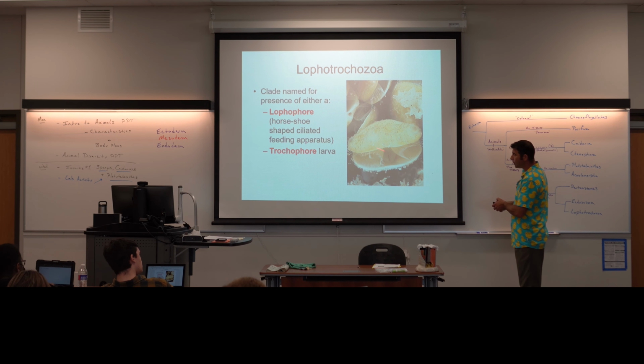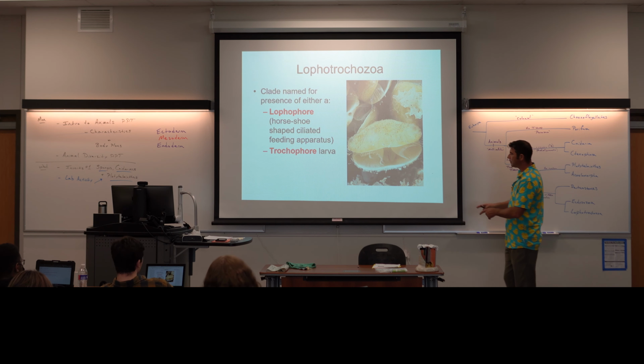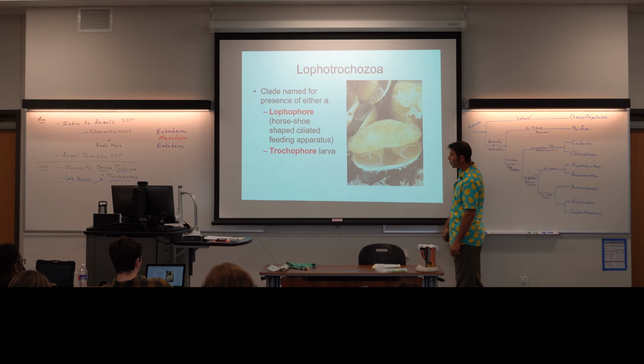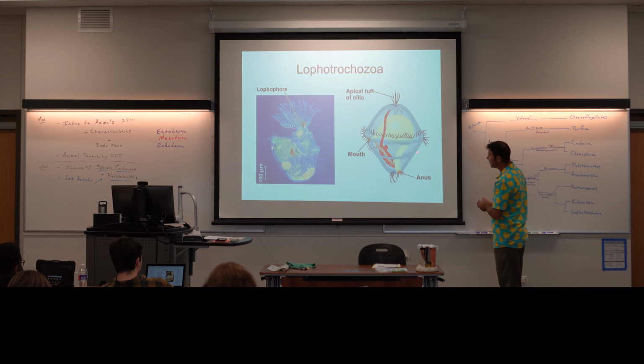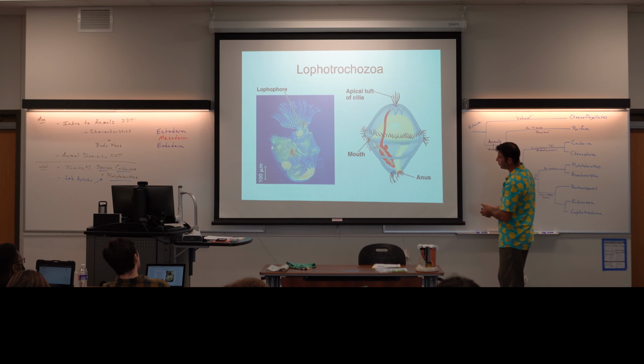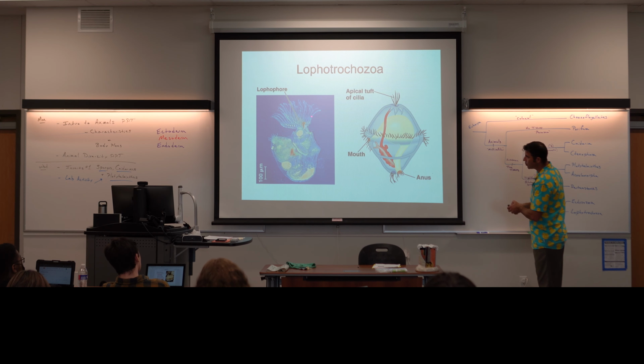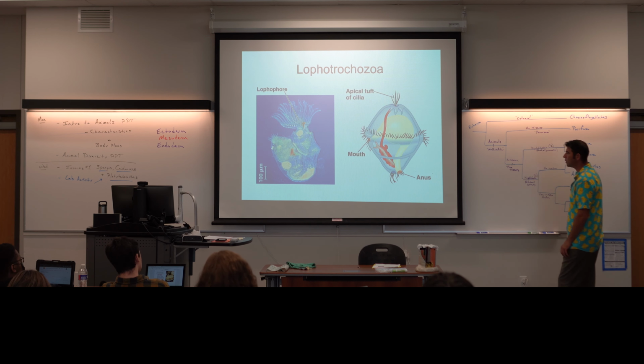So this is a lophophore in its adult stage, used as a feeding structure. If this lophophore is only present in the larval stage, it looks something like this. This is what we call a trochophore larvae. There's the mouth. It's still covered with this cilia feeding apparatus. In this case, only present in the larval stage. There's that horseshoe-shaped ciliated feeding apparatus that we call a lophophore.